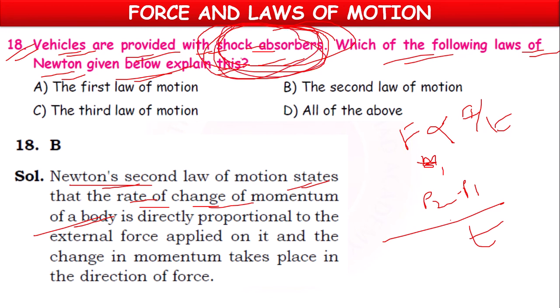damage due to the jerks of the vehicle, to withstand that force, whatever force is produced during a sudden brake or on the road, if the road is uneven, then there will be some impulsive force created in the vehicle because of that change of momentum. To protect from that impulsive force, the vehicle is provided with a shock absorber, and it is based on Newton's second law of motion. So answer option B is correct.